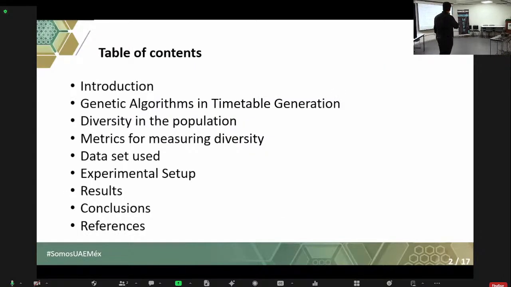In this presentation, I give an introduction talking about genetic algorithms in timetable generation, diversity in the population, and metrics for measuring the diversity. I comment on the dataset used and experimental setup, some results, and conclude with the conclusions and some references.